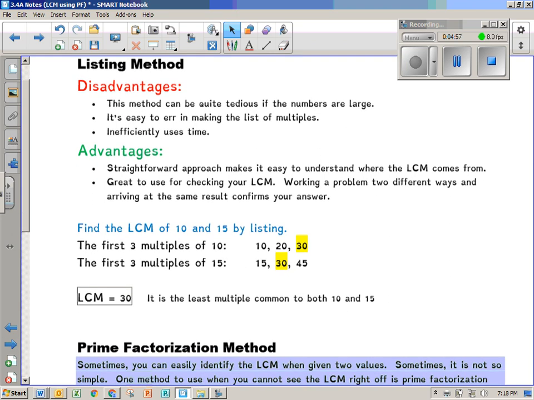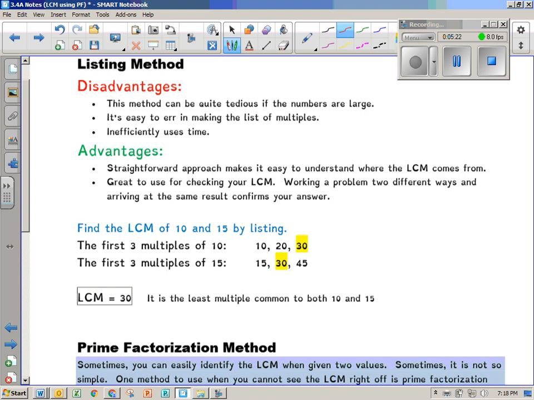One method that some students and teachers like to use is called the listing method. And I've listed some of the disadvantages of that. This method can be just lengthy. It's not challenging really, it's just kind of tedious to do. It's easy to make an error, and it's just not an efficient use of your time.